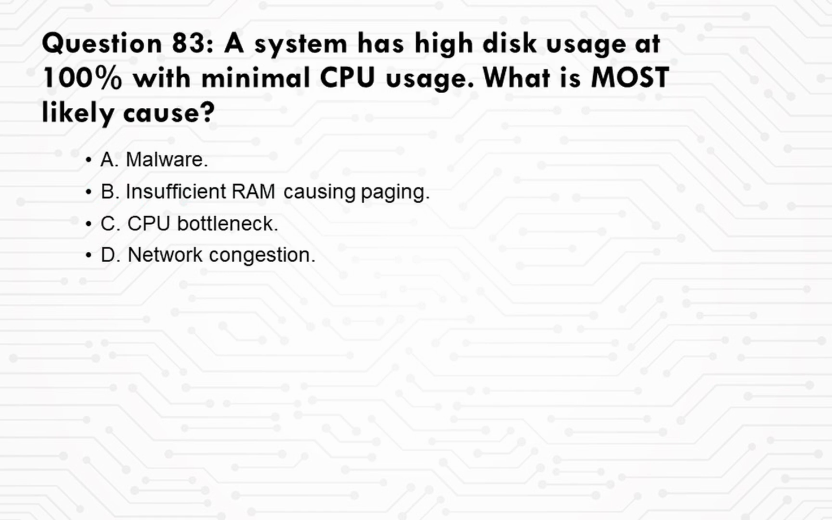Answer: B. Sandbox isolates applications safely. Question 83. A system has high disk usage at 100% with minimal CPU usage. What is most likely cause? A. Malware. B. Insufficient RAM causing paging. C. CPU bottleneck. D. Network congestion. Answer: B. Low RAM leads to excessive paging high disk usage.